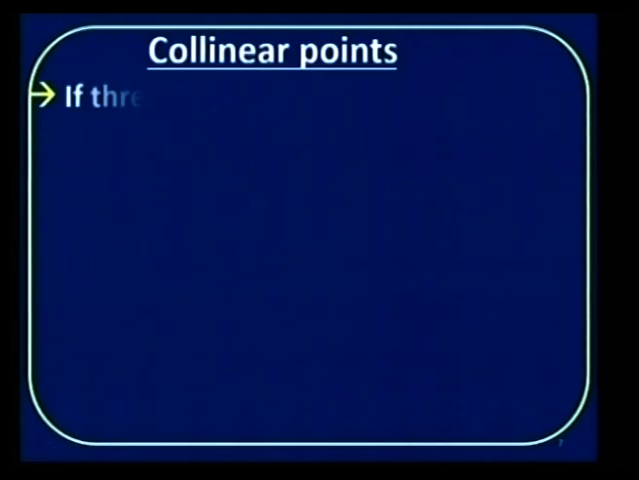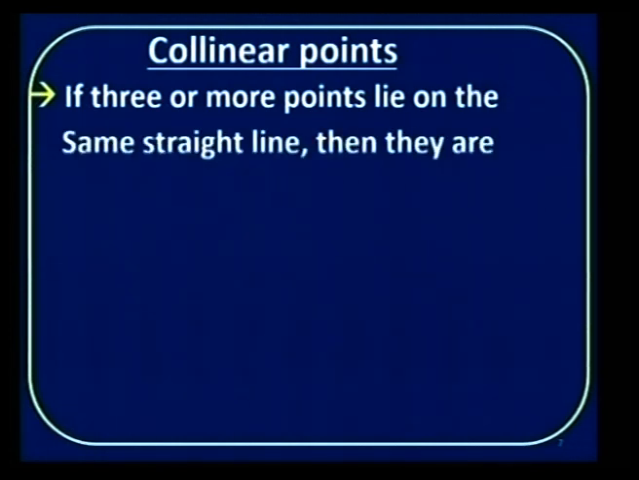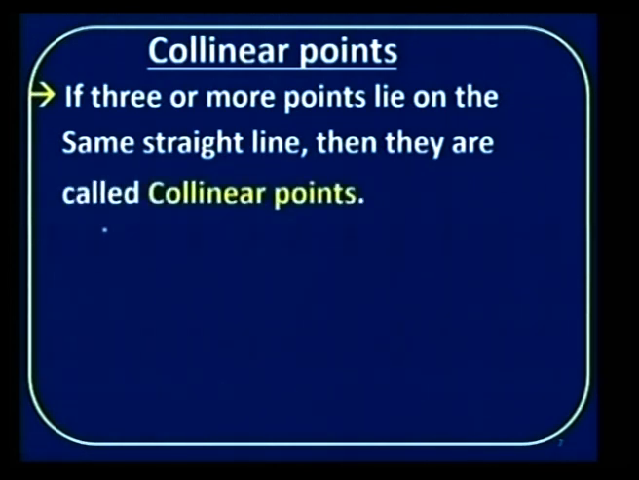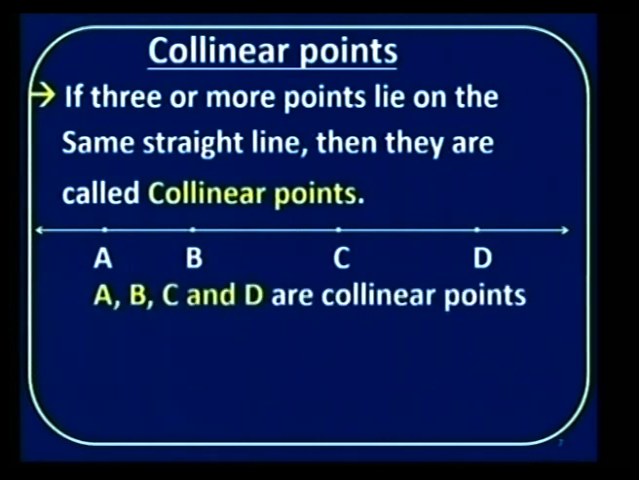Now, children, let us understand what collinear points are. If 3 or more points lie on the same straight line, then they are called collinear points. Children, what are you observing on the screen? I have taken 4 points. What are those points? A, B, C and D. Now I have taken a line. Children, what are you observing on the screen? All these 4 points are lying on the line. So can we call these 4 points collinear points? Yes. So A, B, C and D are collinear points.